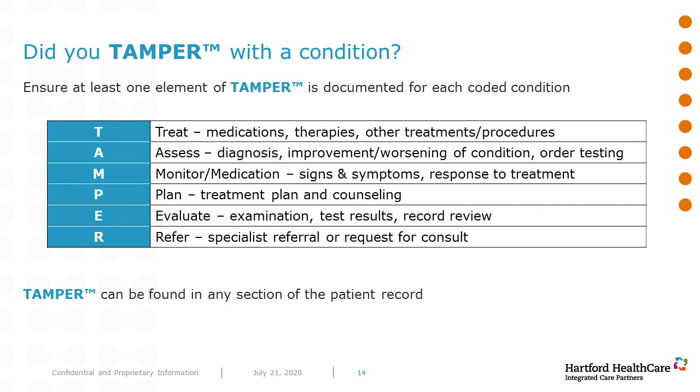So T for treat, with medications, therapy, or any other treatments. A is assess, the diagnosis, the improvement, the worsening, or order testing. M for monitor, medication, signs and symptoms, response to treatment, plan, place a plan into effect for the treatment of that diagnosis, evaluate with your exam, your test results, or your record review, and also are referred to a specialist.